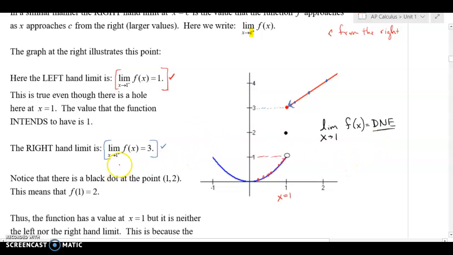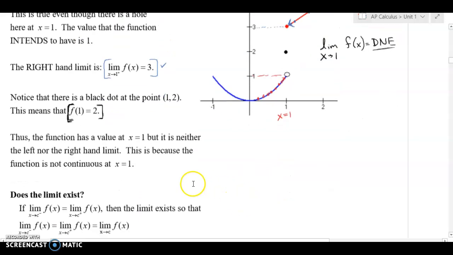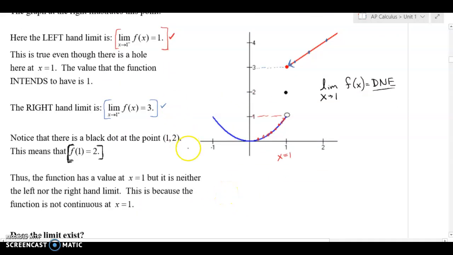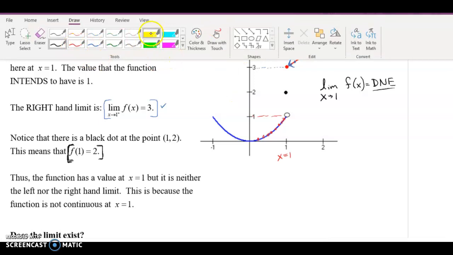Notice that there is a black dot on the point 1, 2, so that just means that the function value at 1 is 2. That shouldn't be too surprising, I guess. So the function has a value at 1, but it's neither the left-hand limit nor the right-hand limit. This is because the function is not continuous at 1. So what do you guys think the word continuous means? This is the first time running into that word.